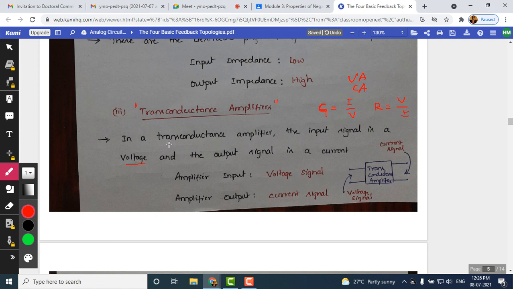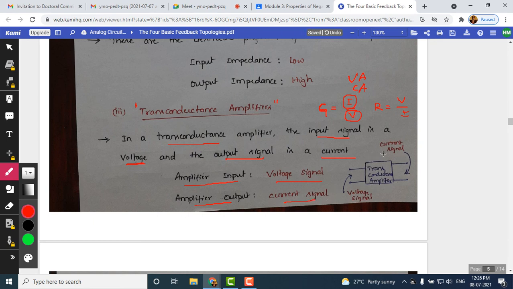Okay, since it's a transconductance amplifier, the input signal is going to be the voltage signal. Output signal is going to be the current signal. You should know here we need to sample the current and we need to mix with the input voltage here. Just to understand from the definition, it will be very easy. So in a transconductance amplifier, the input signal is voltage signal, the output signal is a current signal as per the definition.